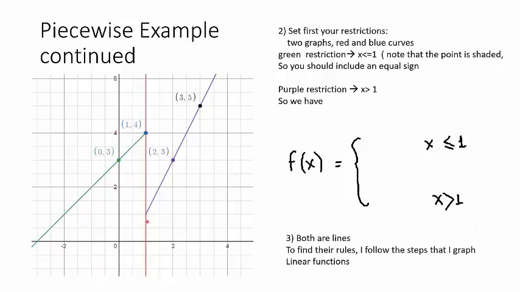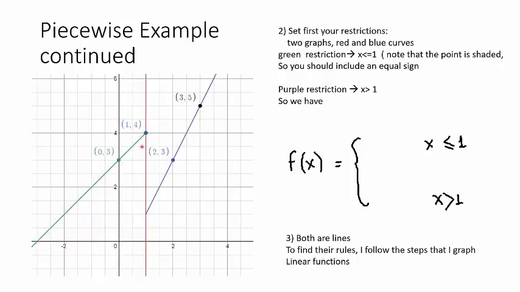The first thing that we write are our restrictions. x less or equal to 1 for the first branch, for the green line, and x greater than 1 for the purple line. Why less or equal to 1 for the green line? Because the point is included. You see it and it's shaded. While in the purple line, this point is not shaded. It is open.